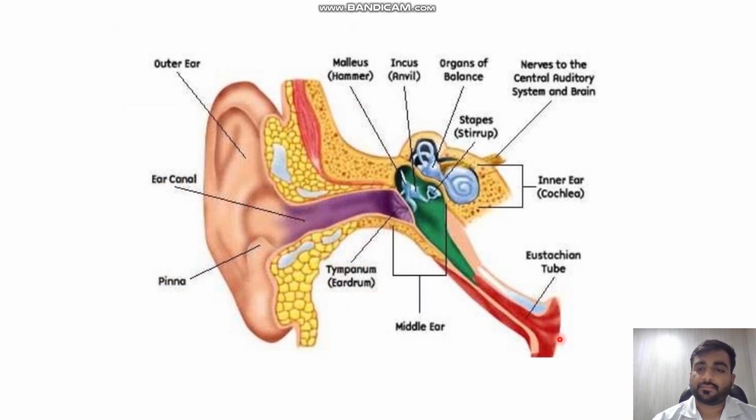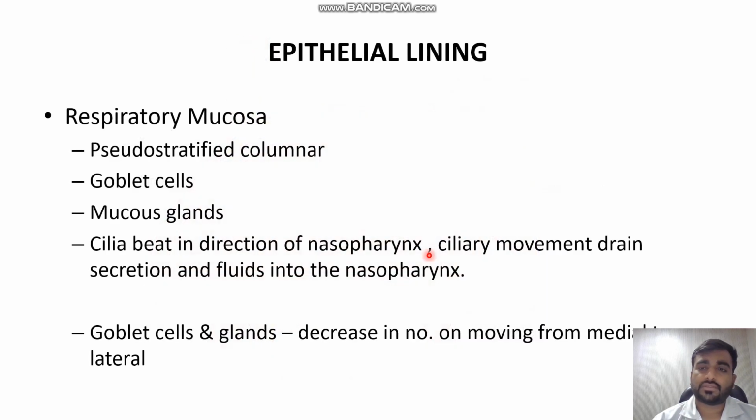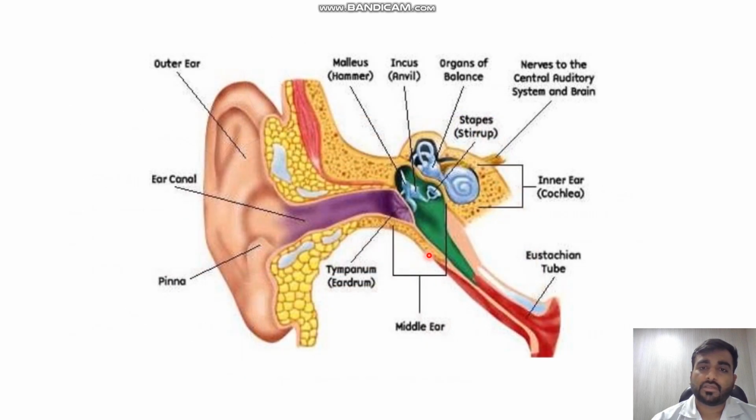Here, in the same diagram, we can see the cartilage part and bony part of the Eustachian tube that connect the nasopharynx with the middle ear, and here we can see the pharyngeal opening of the Eustachian tube during nasal endoscopic evaluation. Now we are seeing the epithelial lining. The epithelial lining of the Eustachian tube is respiratory mucosa, a pseudostratified ciliated epithelium. There are goblet cells and mucosal glands, and the cilia beat in the direction toward the nasopharynx.